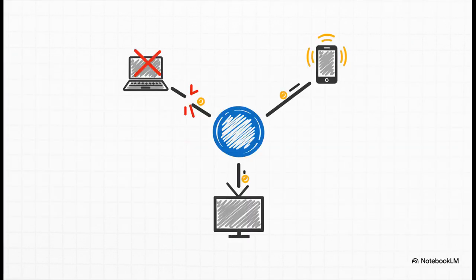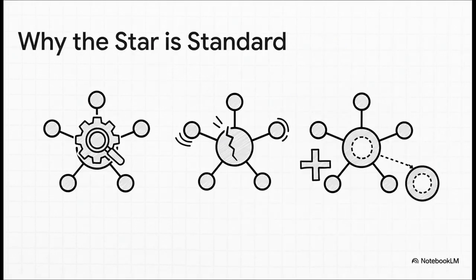This is the real game changer. If the connection to, say, your laptop goes down, who cares? Your phone, your TV, your gaming console, they all stay online because each one has its own separate connection to the center. It isolates the problem. This makes the whole network so much more reliable. And that's why the star just took over.